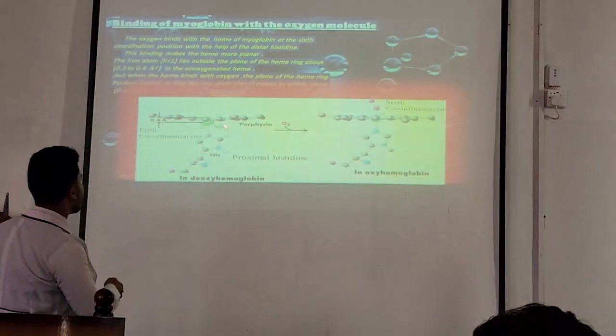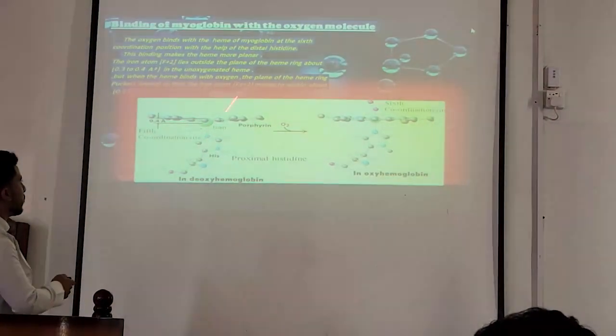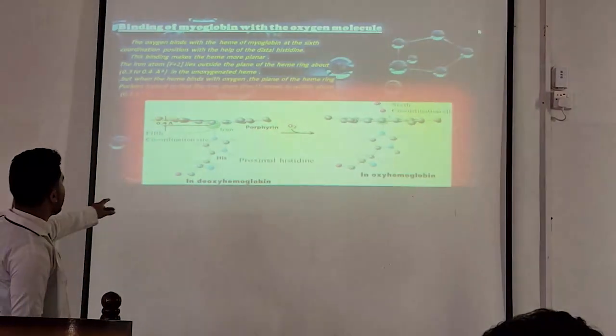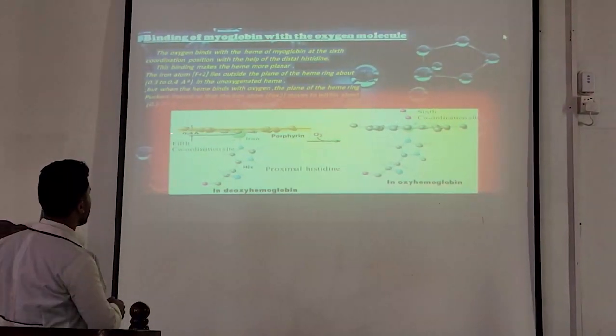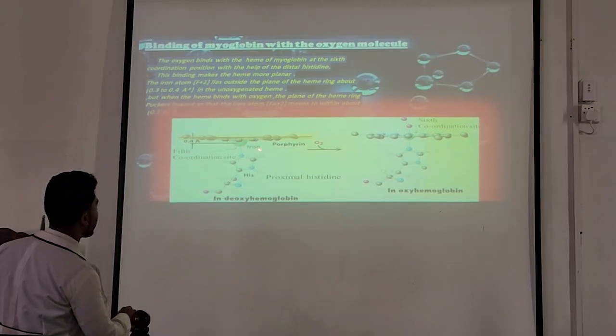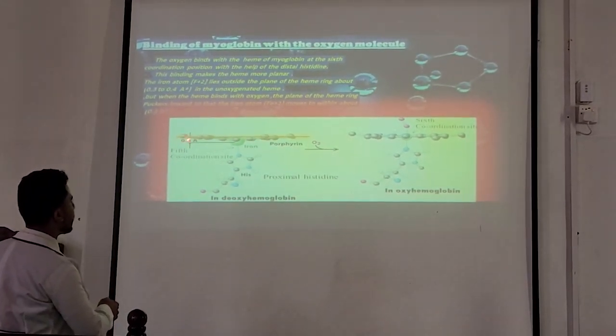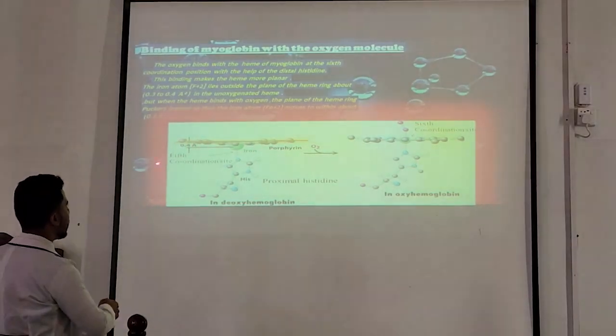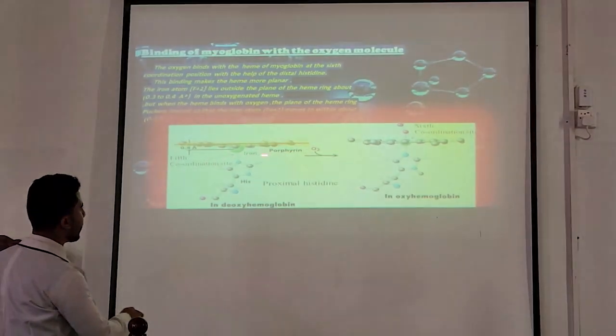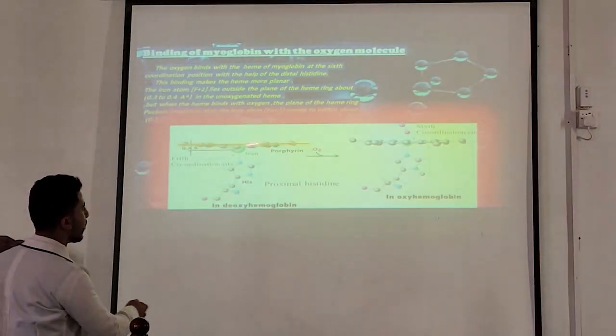Look at this. This is heme without binding with oxygen. This is the plane of the heme ring, as you see here, and this is the ferrous iron. There is a small distance. It is 0.4 angstrom between the horizontal plane of the ferrous iron and the horizontal plane of the heme ring.